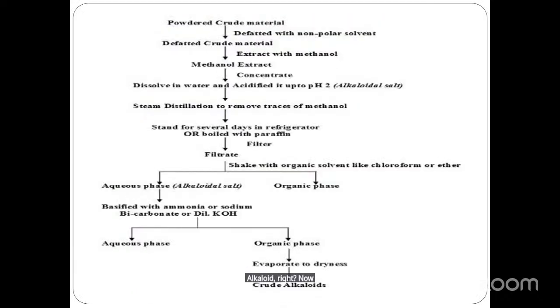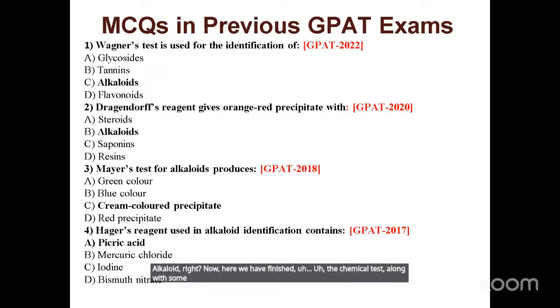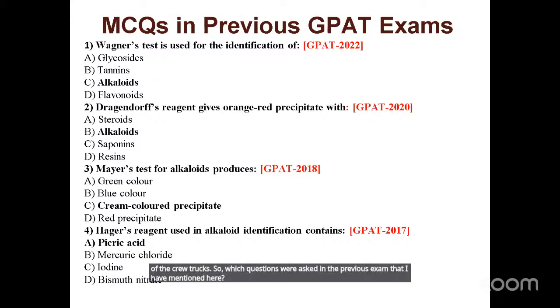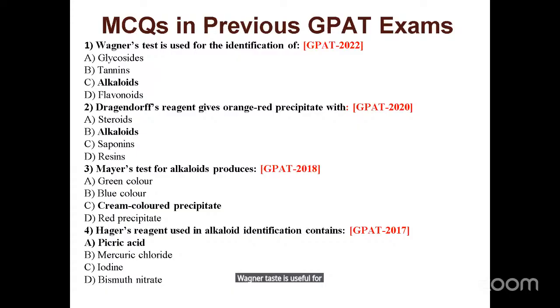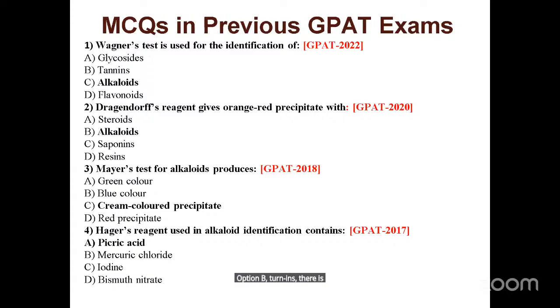Now here we have finished the chemical test along with the alkaloid part, which are the MCQs. I have focused on the identification or chemical test of the crude drugs. So the questions which were asked in the previous exam, I have mentioned here. Wagner test is useful for the identification of, right? Option A glycoside, option B tannins, option C alkaloid, and option D lipid. So the correct answer is alkaloid, right?